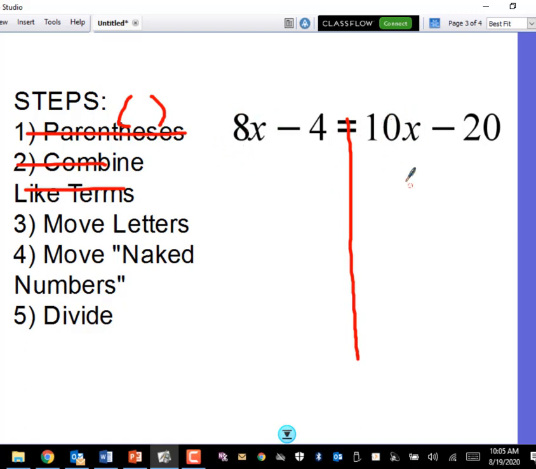So I'm going to move 10. How do I move 10? Well, right now it's positive 10. I need to do the opposite, so I'm going to minus 10. Oof, minus 10.